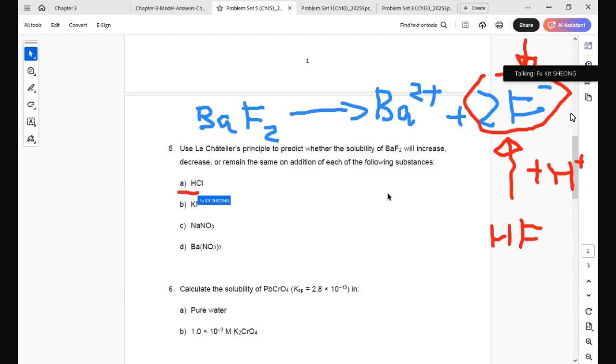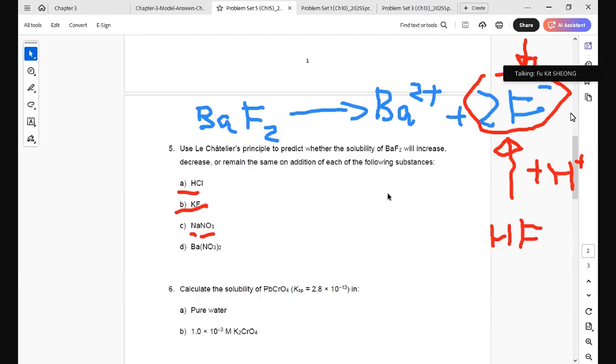B is common ion effect. If I add fluoride, then I'm basically increasing fluoride concentration. I will push the dissolution to the left-hand side. So basically lower solubility. The third one is sodium nitrate. Sodium does not interact with anything because sodium salts dissolve nicely in water. Nitrate salts dissolve nicely in water. So adding sodium and nitrate will not affect the solubility, because adding sodium will not shift the equilibrium, and adding nitrate will not shift the equilibrium.